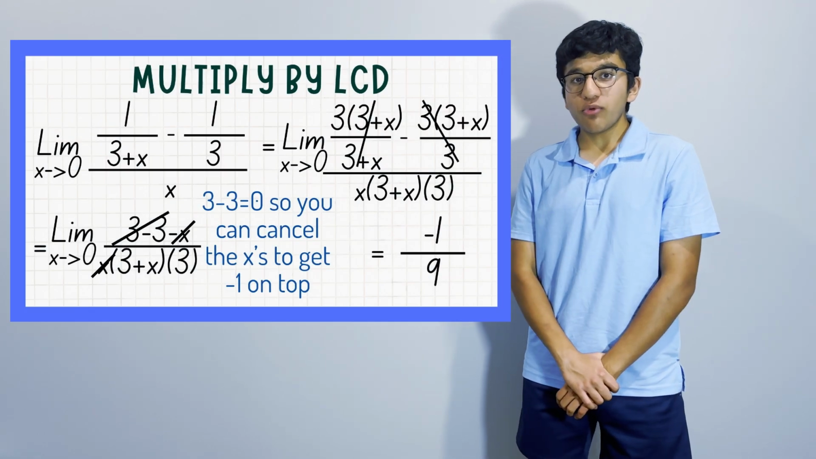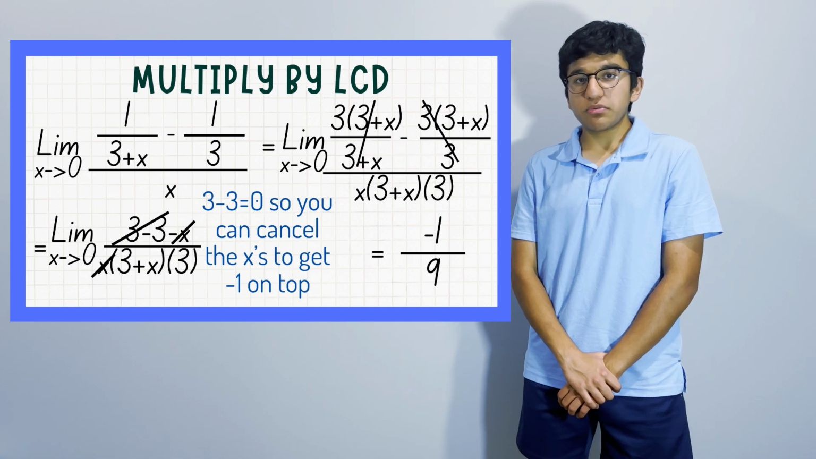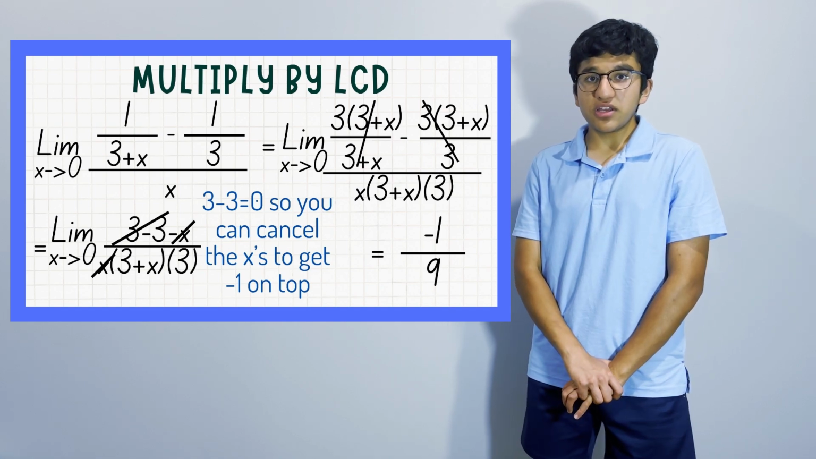You can also multiply by the LCD, or the least common denominator. With this example, you multiply by 3 times 3 plus x, which results in a limit equaling -1/9. Finally, you can substitute with identities. Typically, these are trigonometric identities. The most important one that I would say is sine squared x plus cosine squared x equals 1.